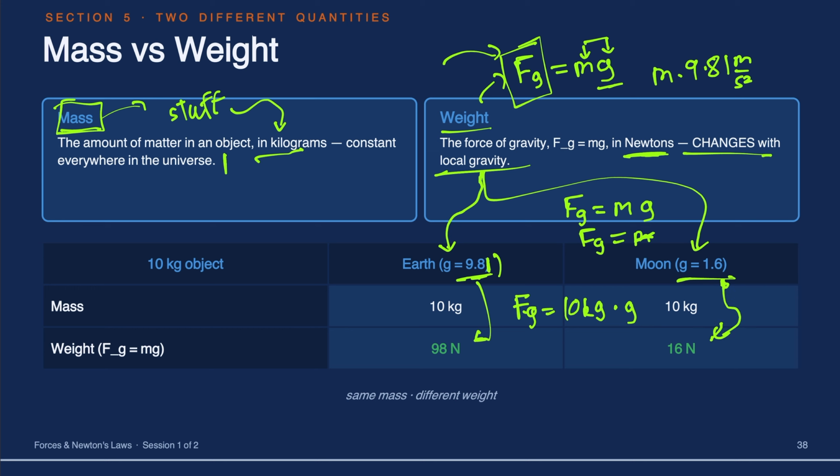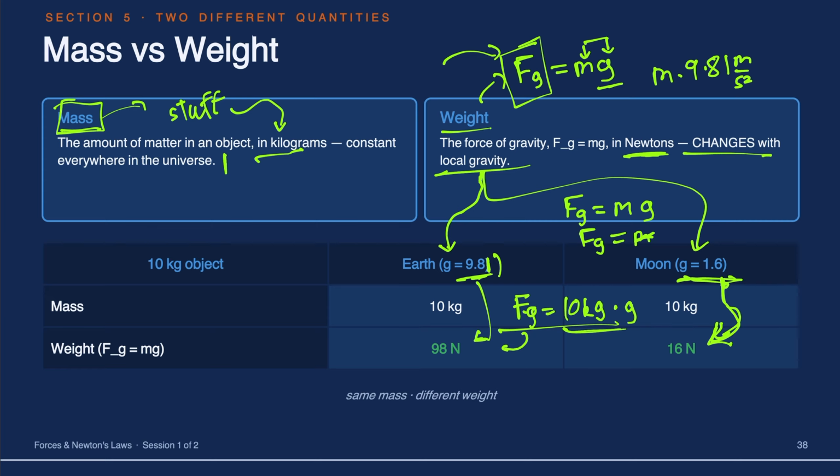So you see how weight is different. It's just how much force the gravity has on you, which depends on the acceleration due to gravity on that particular planet. Like on the moon, the acceleration due to gravity is lower. That's why your weight would be lower. But your mass is going to stay the same. It's just how much stuff you have. Your weight is the force of gravity acting on you.